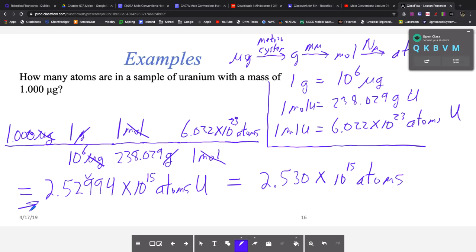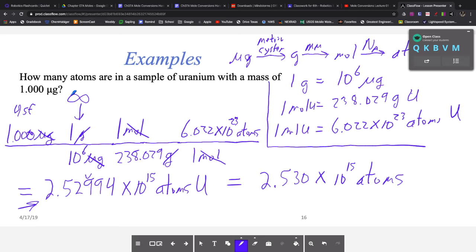Then we go back. 1.000 has 4 significant figures. This conversion factor here has an infinite number of significant figures because that's an exact number, right? That's by definition that there's that many micrograms in a gram. Your molar mass has 6 significant figures, and then Avogadro's number has 4 significant figures. So that means our least number of significant figures is 4. So we're rounding to 4.